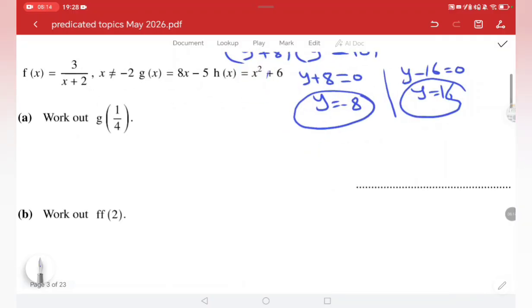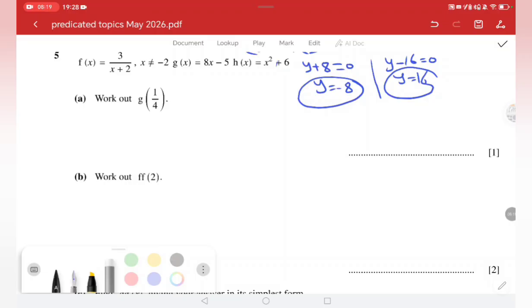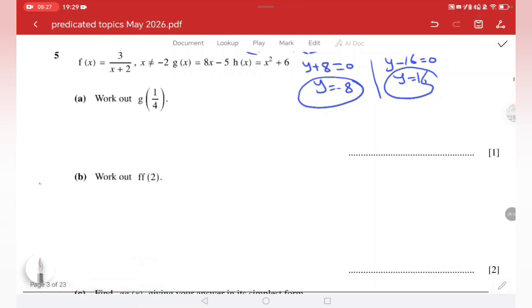Next question about functions. In functions, this is also one of the most popular questions in exam, and in paper 4 usually you will find long question about functions. The first one is simple function, that g of 1/4 equals 2. Where is g? This one. So we need to substitute 1/4 minus 5. So the answer 8/4 is 2 minus 5 is negative 3.